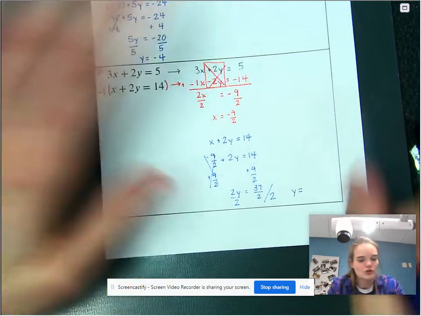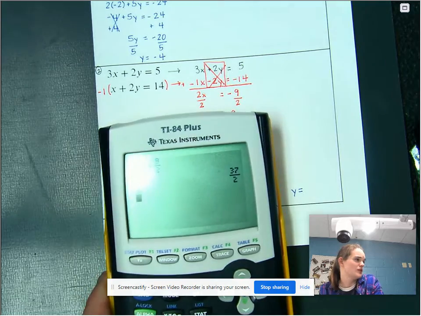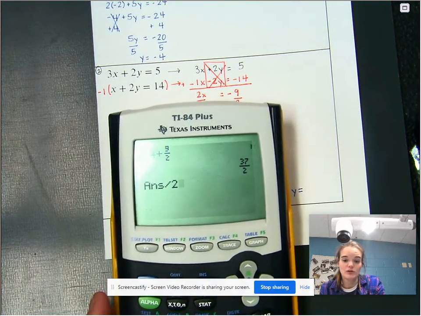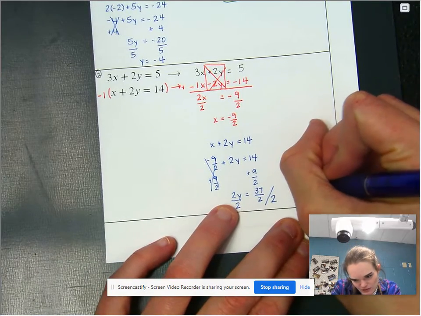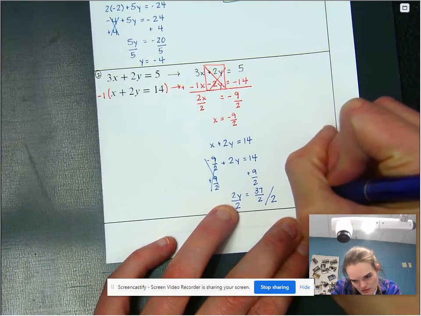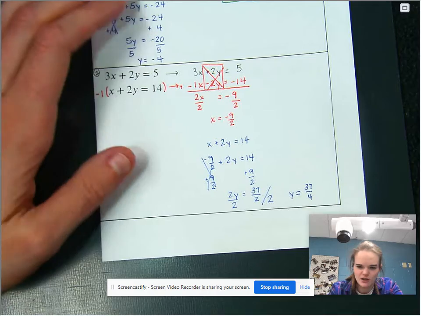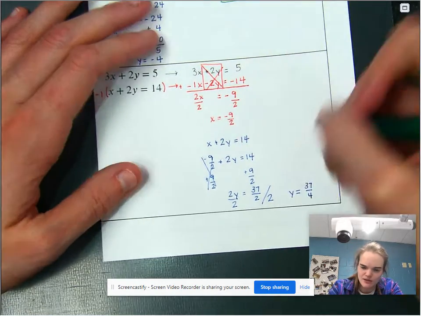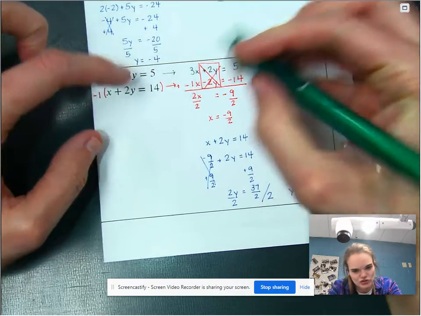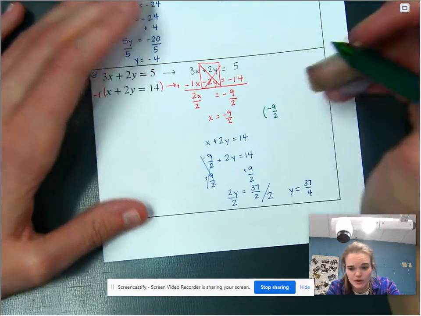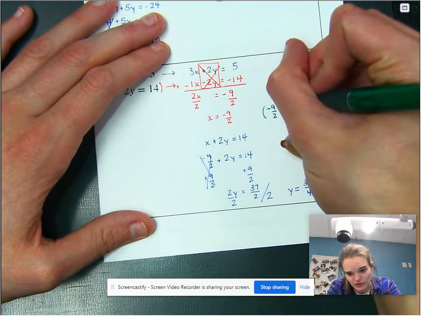Y equals, your calculator will do that too. You got 37, just press divided by 2. You get 37 divided by 4. Now, I did get up in the middle of this video because I didn't think it should have gotten a fraction, but I accidentally, this should have been 1 instead of 14, but it's okay. We can have a fraction. It's not going to hurt us.